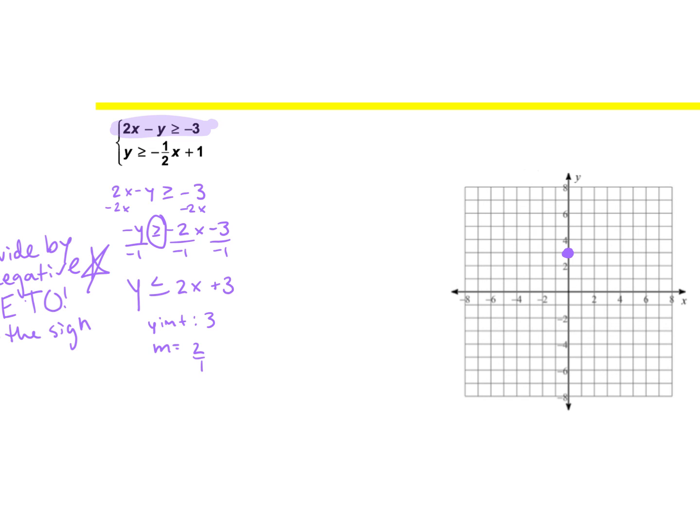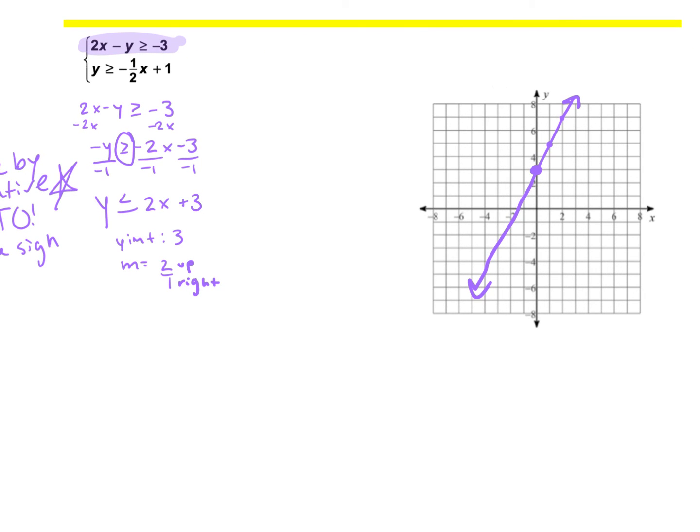How do I do the slope of 2 over 1? Up 2, right 1. So I'm going to go up 2 to the right 1, up 2 to the right 1. Do I connect these with a solid line or dotted line? Solid line. What do I do next? I have to shade.